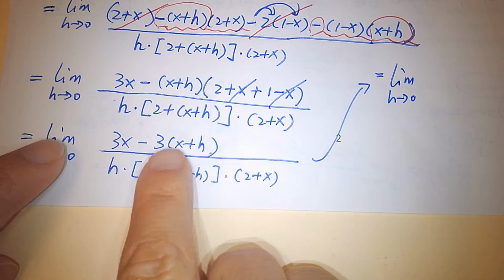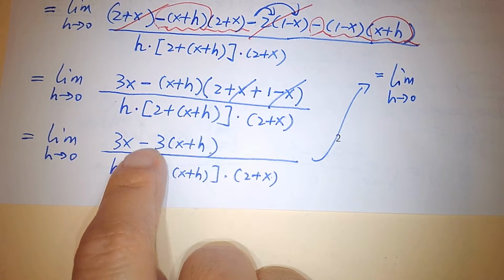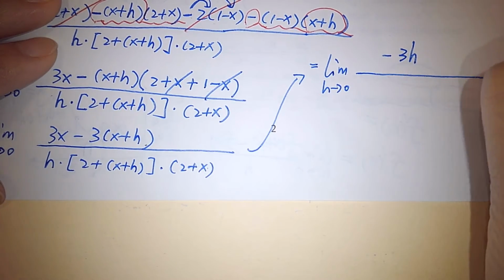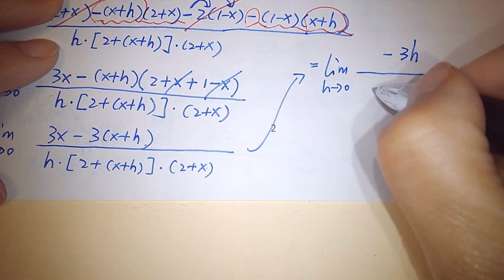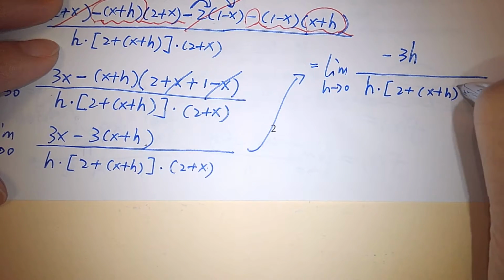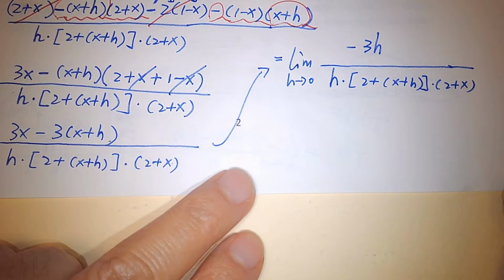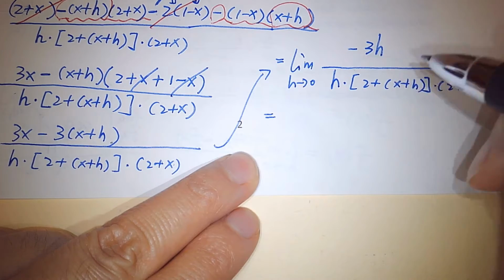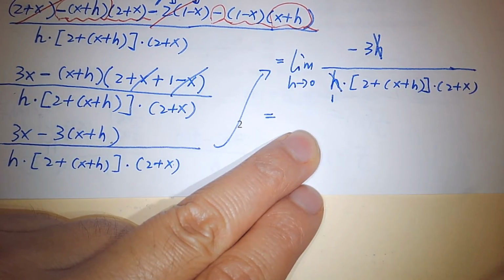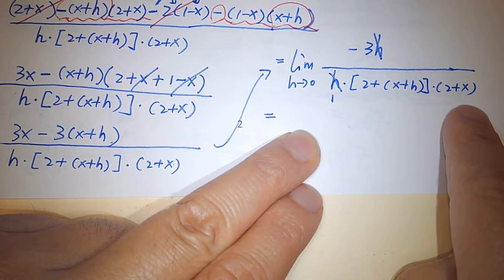h equals 0, 3x minus 3x, gone. Negative 3 times h, we should have what? Negative 3h on top. You see that? Okay, and we have h times 2 plus x plus h, bracket 2 plus x, right? And then this top and bottom have a factor h, right? So negative 3 divided by this.